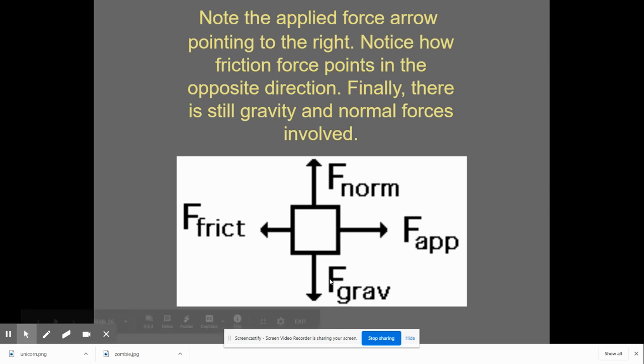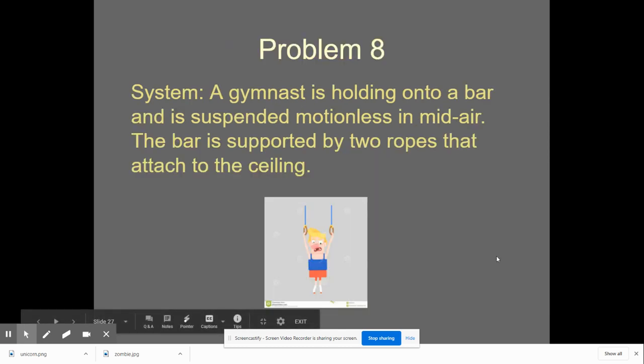Did I do it? Oh, good. Yay. Gravity, normal, applied force, friction to the left. And see how that's not as long? Okay, good deal. I like that.